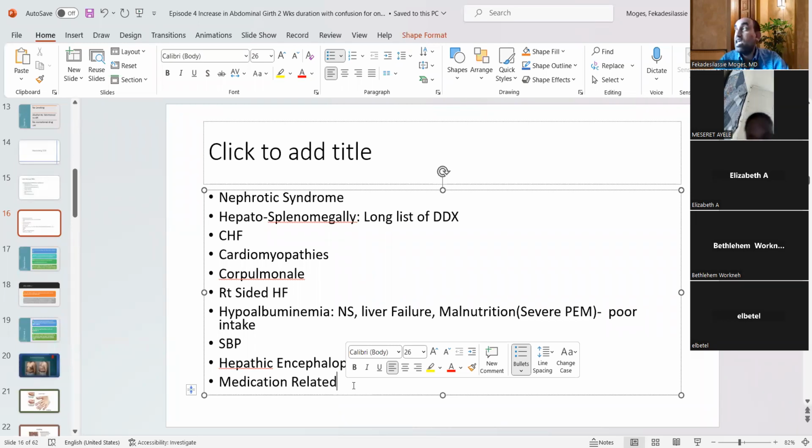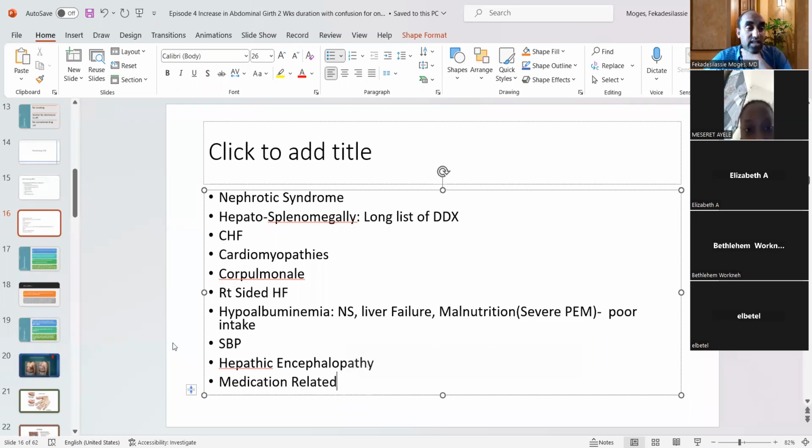So medication related, less likely. If it is ascites, amlodipine doesn't really cause ascites. It can explain leg edema. So if you want to talk about the leg edema, we can still keep amlodipine.